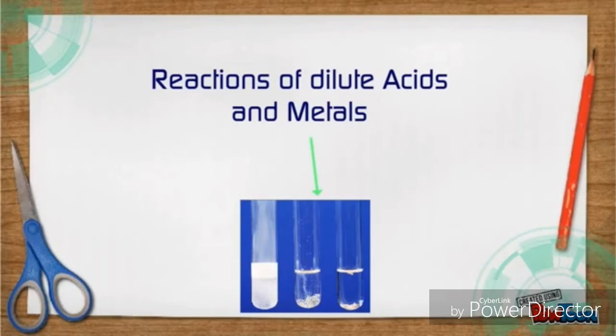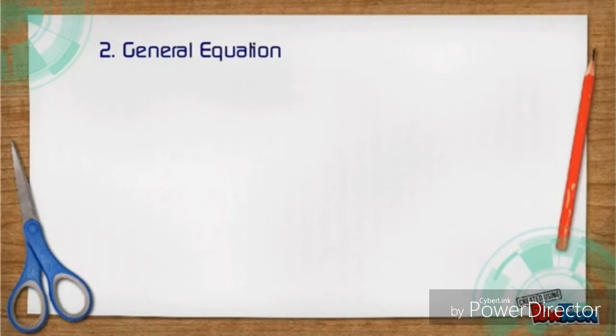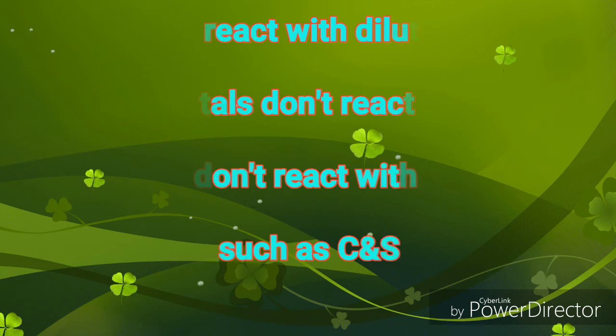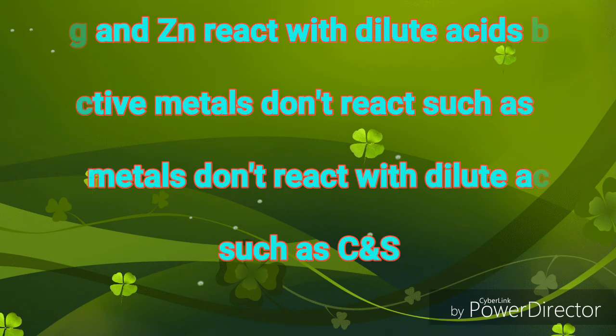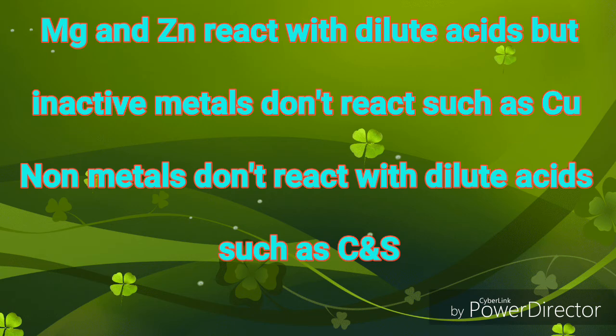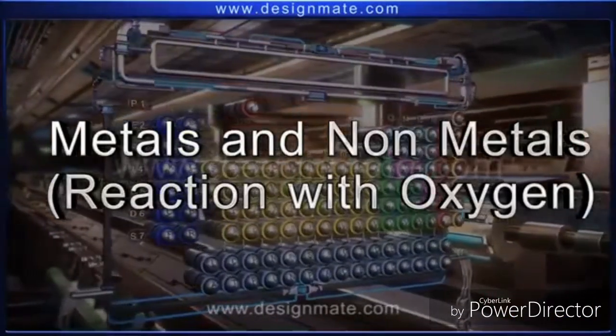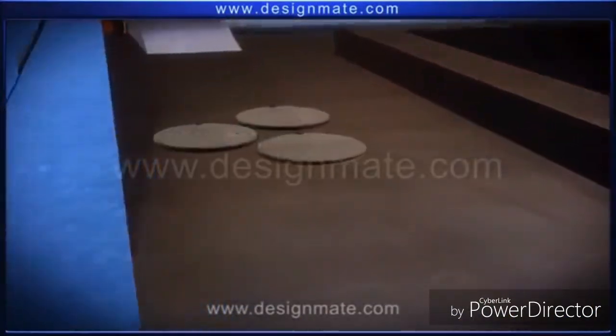Now the reaction of metals with dilute acids. Active metals react with dilute acids, giving the salt of the acid, and hydrogen gas is evolved, such as magnesium and zinc. But inactive metals don't react with dilute acids, such as copper. Also, we find that nonmetals don't react with dilute acids, such as carbon and sulfur. No reaction happens. Now we will talk about the reaction of metals and nonmetals with oxygen.